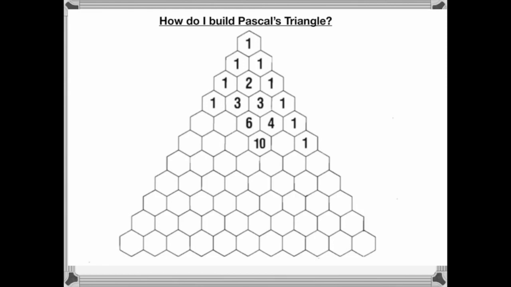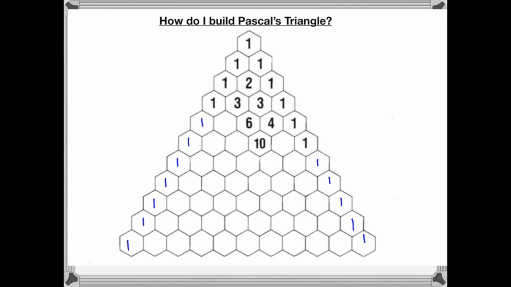Okay, so one of the things that we want to do when we're building Pascal's triangle is that we always start off with these 1s on the side. The 1s go straight down. Now, with the 1s, let's look at how I get the other numbers that are inside the triangle, if you will.